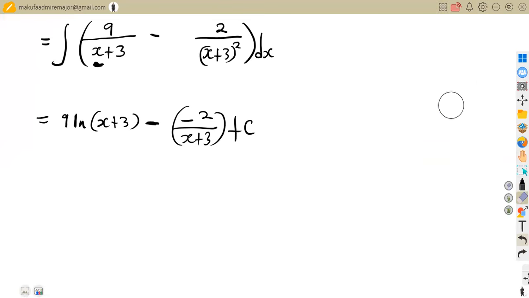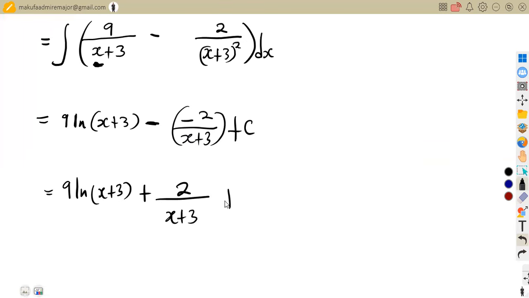And with this part that we have, we can just simplify. That is going to be 9 ln of x plus 3. Negative and negative is going to give us a positive. So we're going to have 2 over x plus 3 plus the constant of integration in this case.